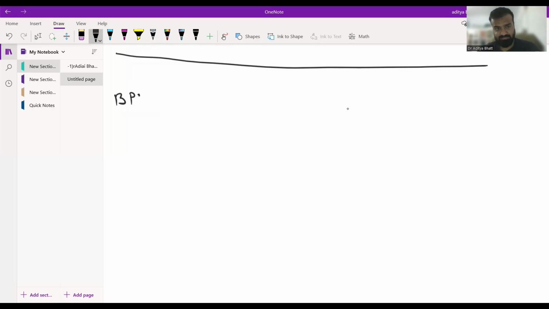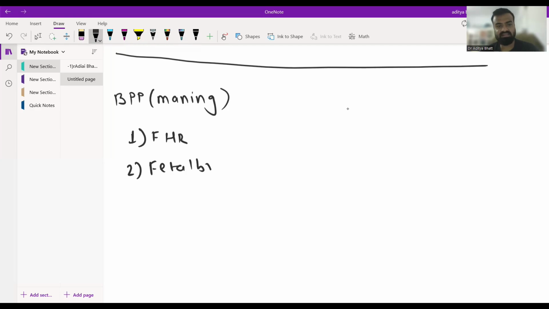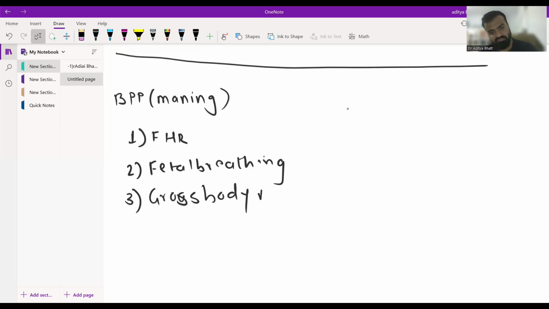Now, biophysical profile, also known as Manning score. This Manning score has 5 components, as I told you. First is FHR reactivity. Second is fetal breathing pattern, whether the baby is breathing or not. Okay, diaphragmatic movements might also be observed after 20 weeks. So fetal breathing is there. Then gross body movements, that is, whether the baby is moving grossly.